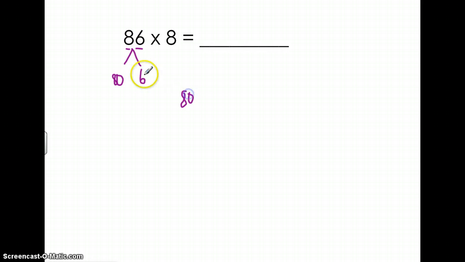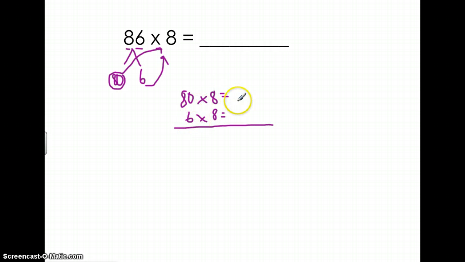The next step that I'm going to do is take each of my smaller parts and multiply it by the other factor in my equation. So I'm going to do 80 times 8, and I'm going to do 6 times 8. All I've done is broken the bigger number apart into smaller, more manageable pieces.